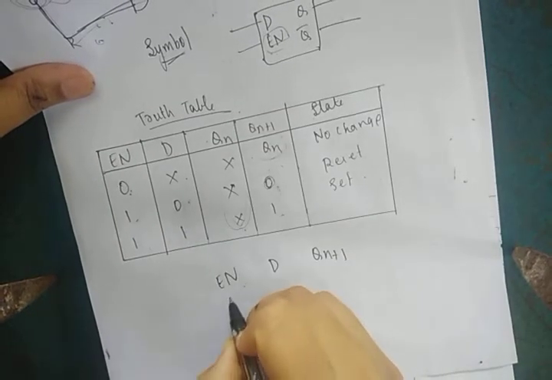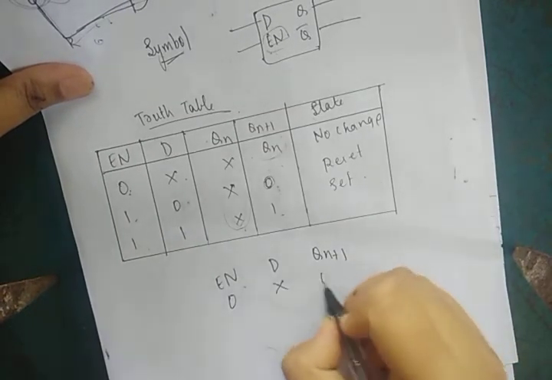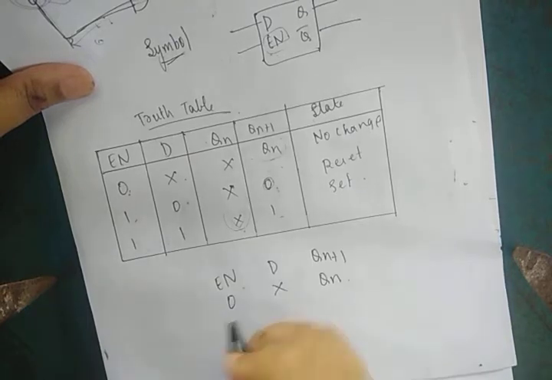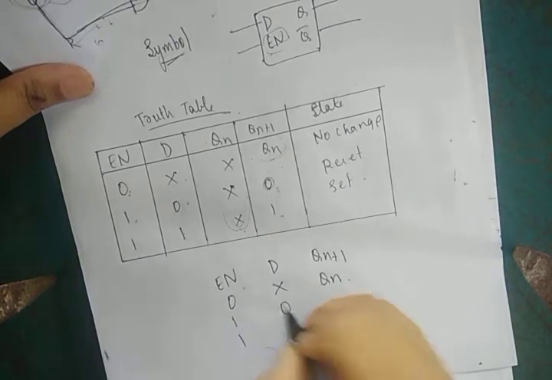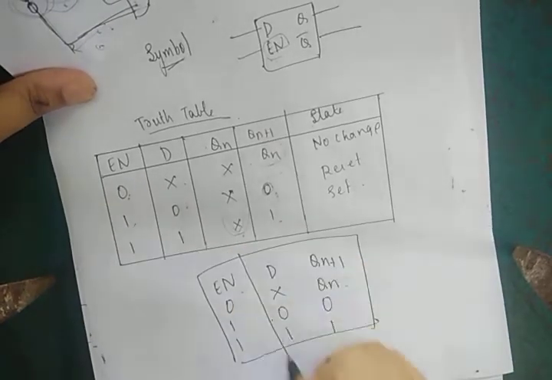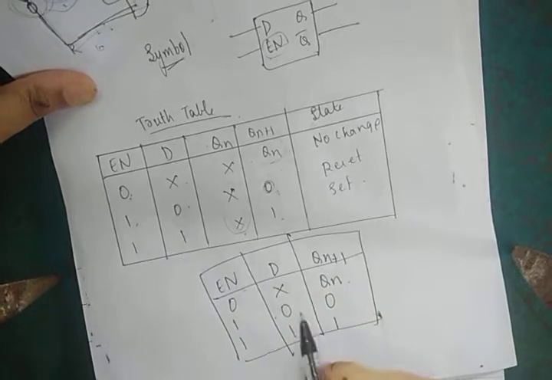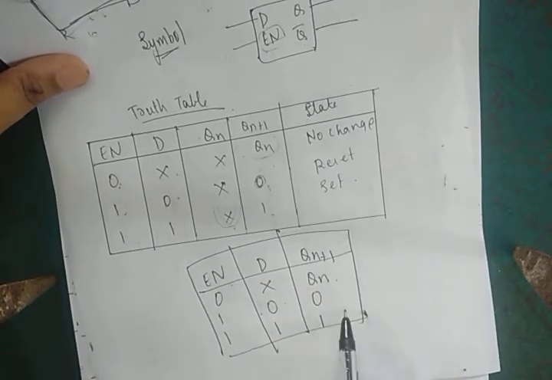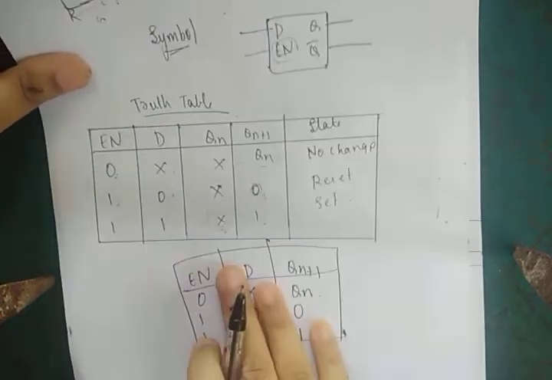If enable is 0, nothing will happen; this will be the previous state only. If enable is 1 and the input of D is 0, the output will also be 0. So this is a modified truth table; you can also use this. The D concept means: if input is 0, output is 0, and if input is 1, output is 1. This is the concept of D latch.